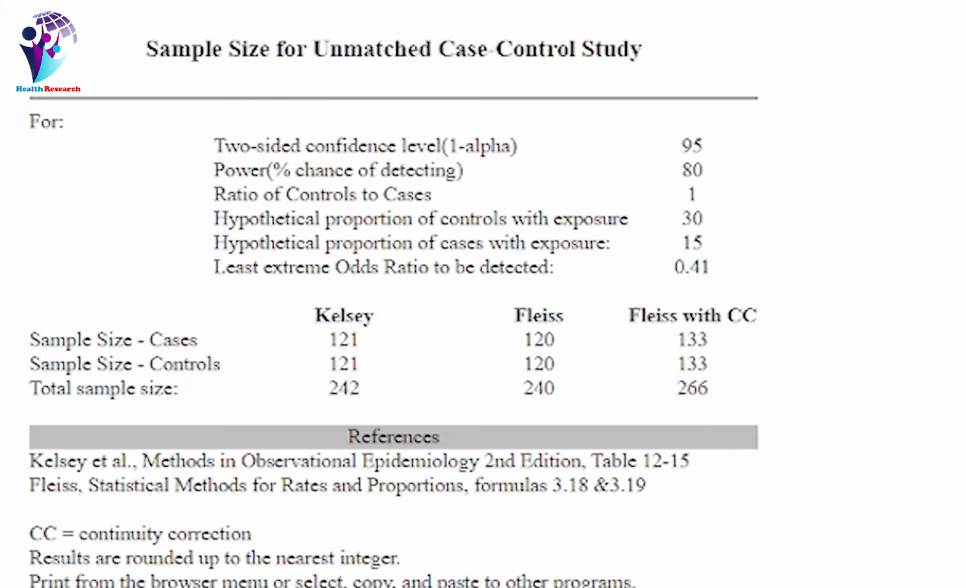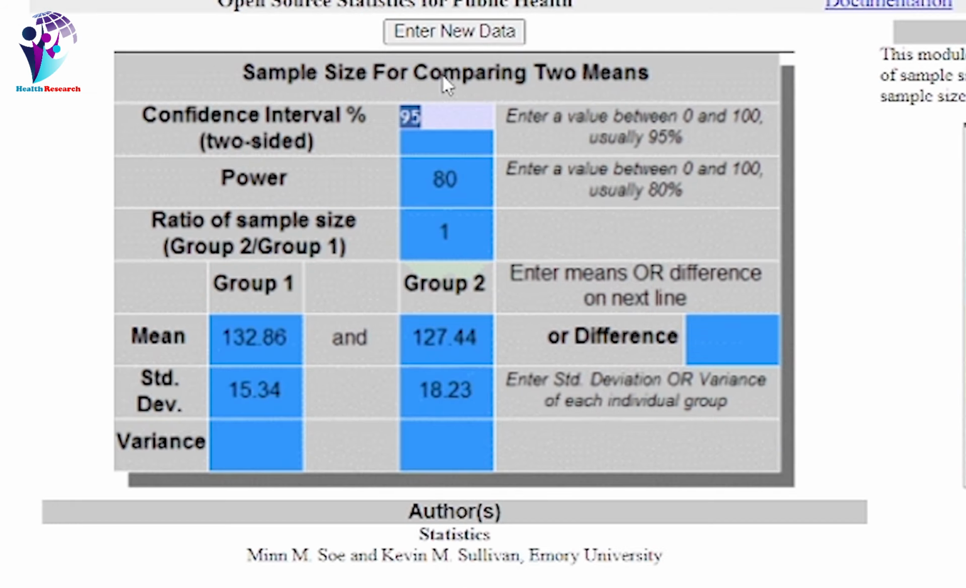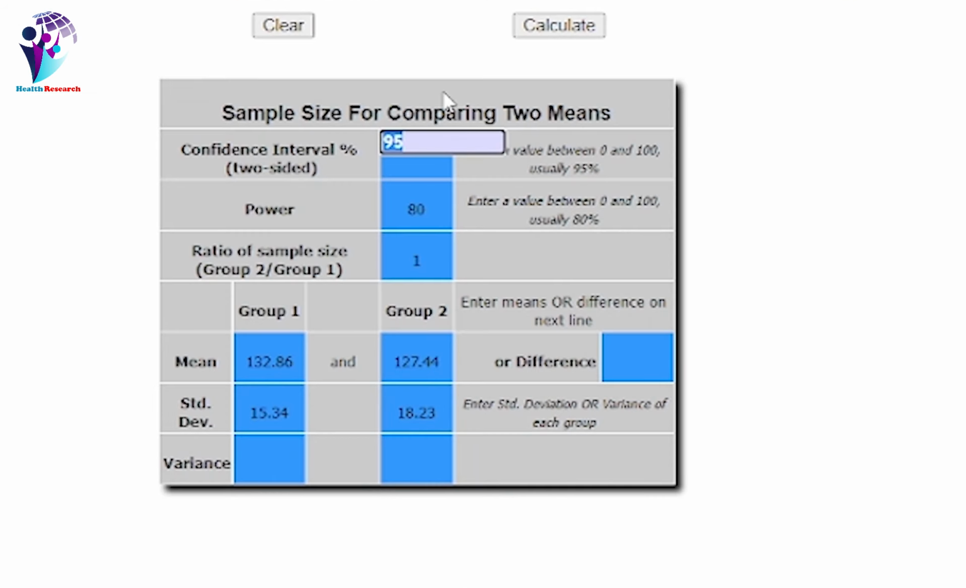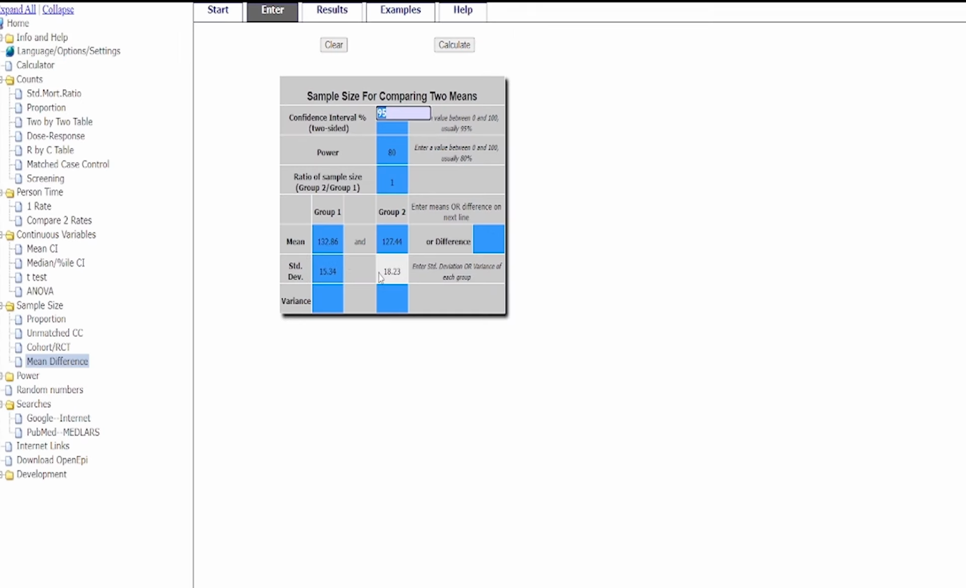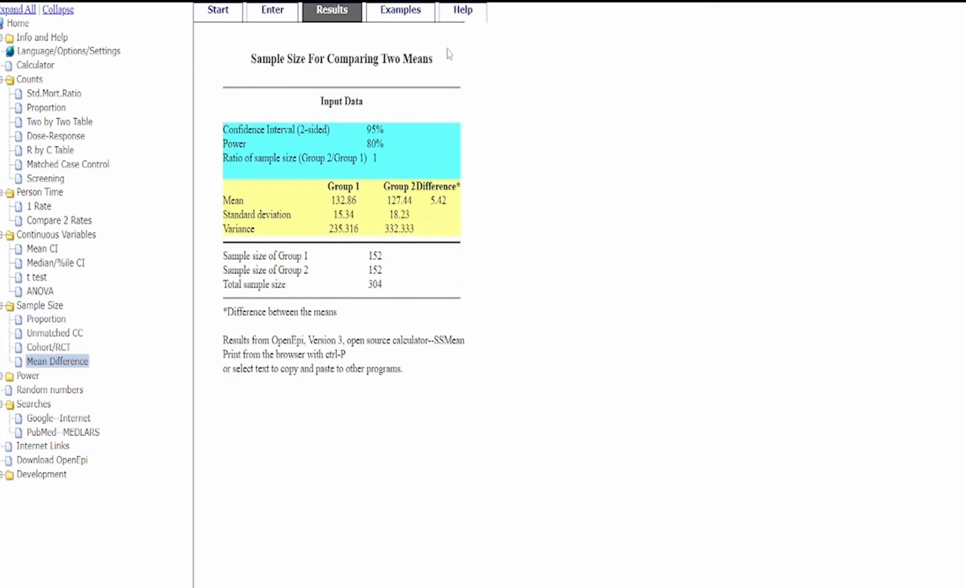Sample size calculation for mean difference is done in this manner. Select mean difference, with 95% confidence level, 80% power of the test, mean 132.86 and standard deviation 15.34 of group 1. Mean 127.44 and standard deviation 18.23 of group 2. Sample size calculated is 304 with 152 in each group.